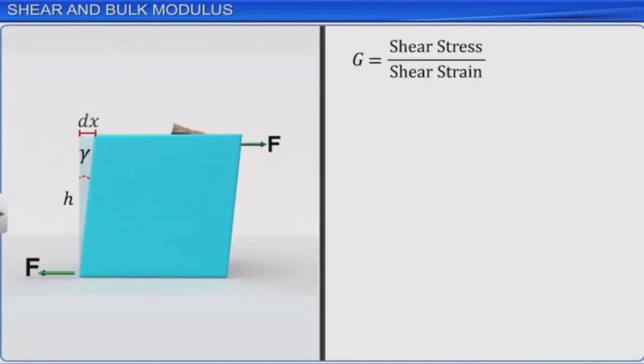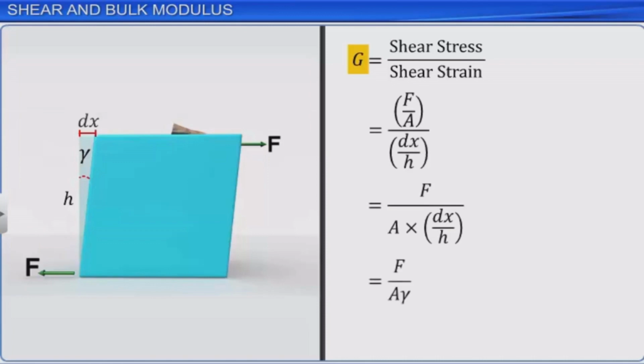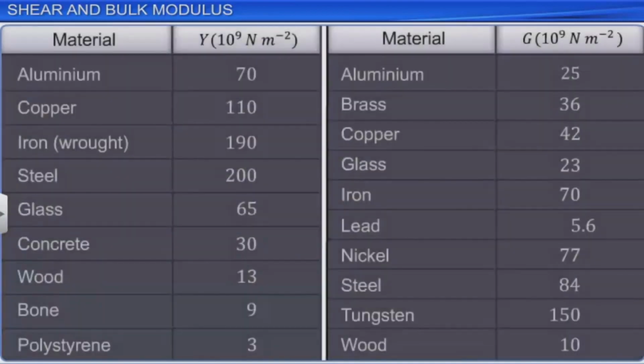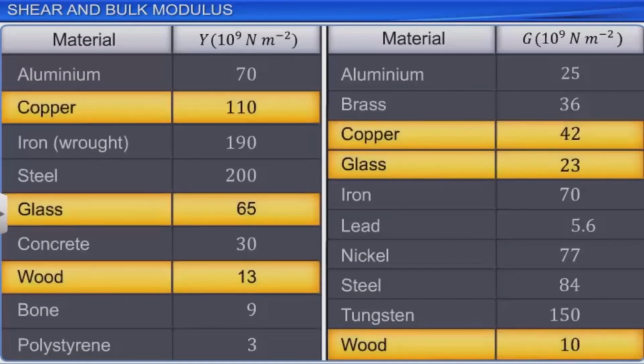The ratio of shear stress to shear strain for a material is the shear modulus or the modulus of rigidity and is denoted by the symbol G. Shear modulus has units of newtons per meter square or Pascal. The values of shear modulus for a few materials are shown. Most materials have shear modulus values lower than their Young's modulus, and typically about 1/3 of their Young's modulus value.